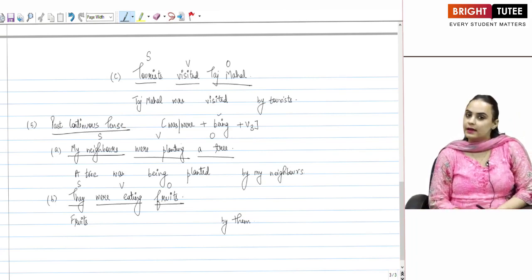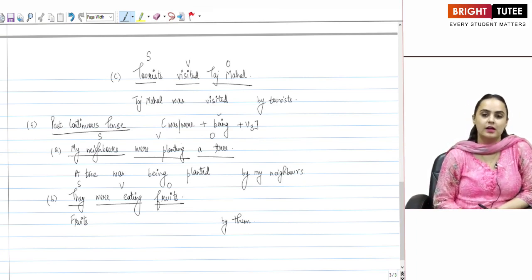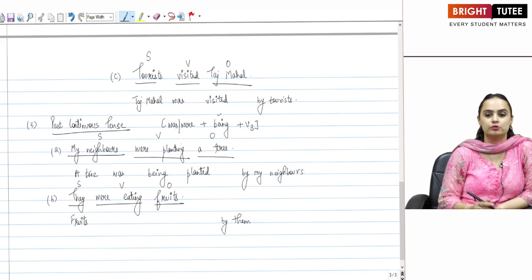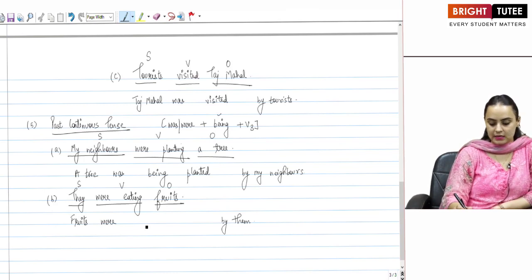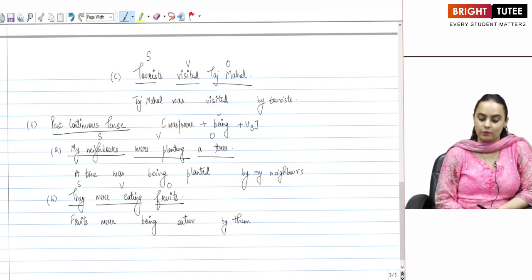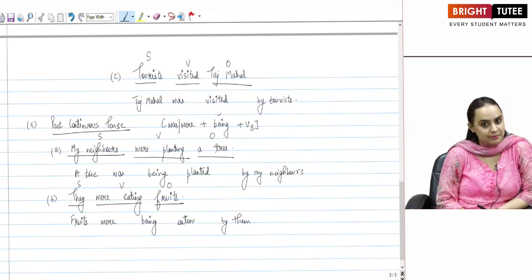Now, what is my subject here? Fruits. Fruits is singular or plural? It is plural. So, what am I going to write with fruits? Will I write was or were? I am going to write were. Then, being. Third form of the verb eat is eaten. So, my sentence in the passive voice is fruits were being eaten by them.